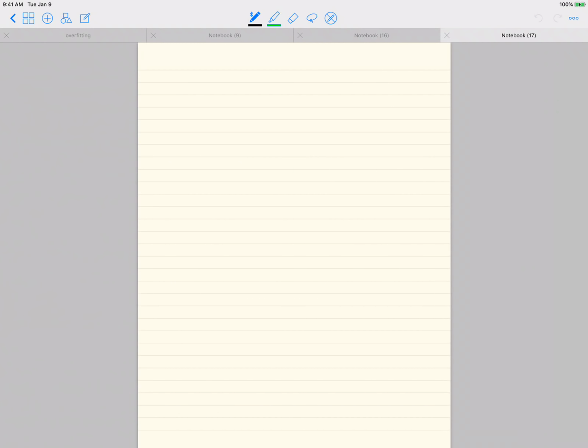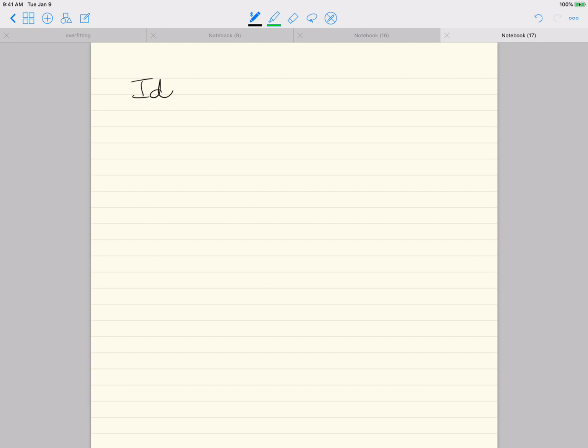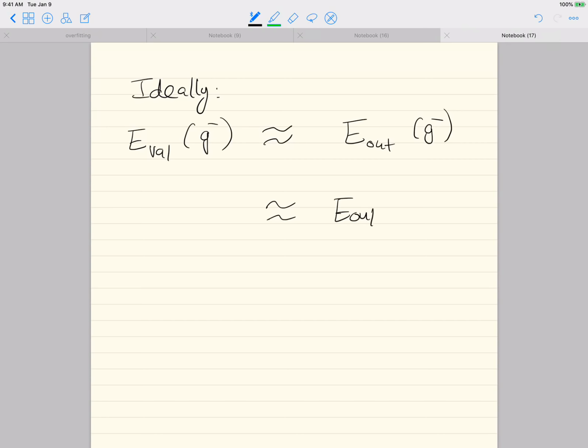So what you really want, ideally, is the following. You can only compute E val of G minus. You want E val of G minus to be close to E out of G minus. But ultimately, you are going to use the entire data set for training. And your output will not be G minus, your output will be G, the one that is trained on the entire data set. So you want E out of G minus to be close to E out of G. So you want two approximations to hold at the same time.